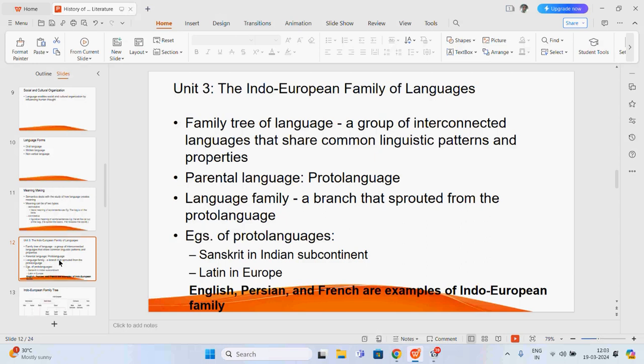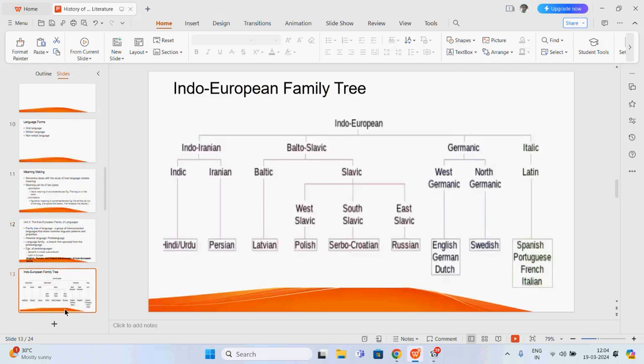When you look at the next slide, the last bullet point will be more clear. These 3 languages, English, Persian, French, seem so very different, but they're all examples of the same family of languages, that is the Indo-European family. So English, Persian, French, Greek, Latin, these are all examples of Indo-European languages. Now take a close look at the Indo-European family tree.